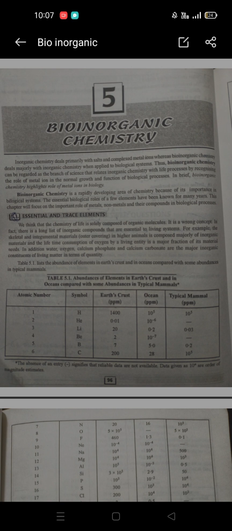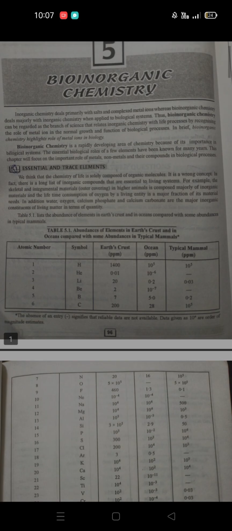For example, the skeletal and the integumental materials in higher animals are composed majorly of inorganic materials, and the lifetime consumption of oxygen by a living entity is a major fraction of its material need. In addition, water, oxygen, calcium phosphate, and calcium carbonate are the major inorganic constituents of living matter in terms of quantity. The table lists the abundance of elements in the earth's crust and in the ocean compared with some abundances in typical mammals.